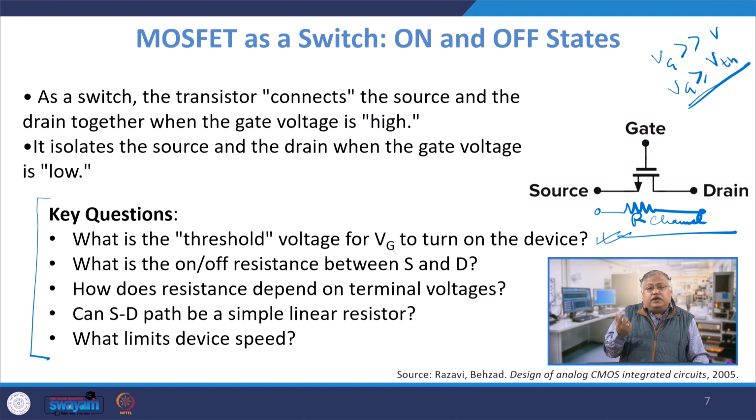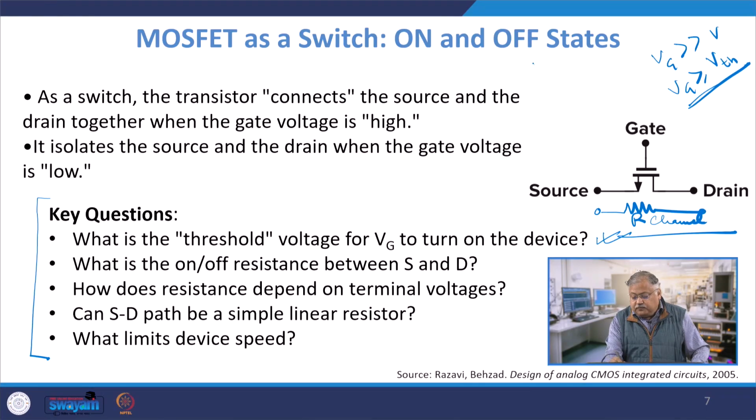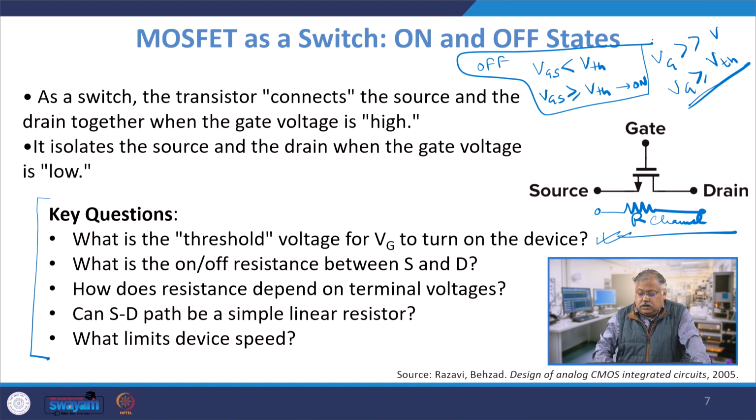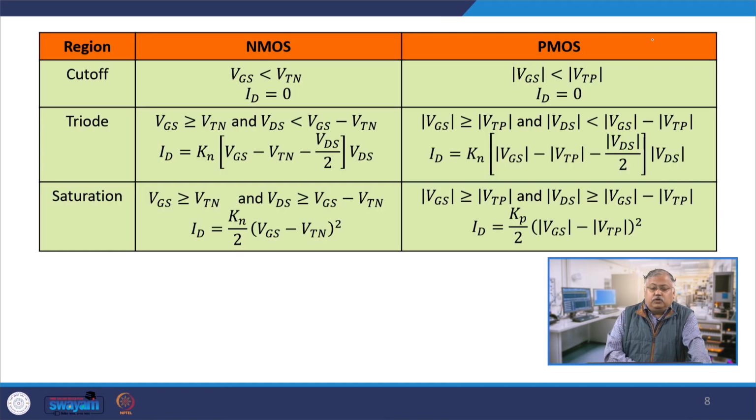So therefore I can use a MOSFET as a switch. I can switch it on by applying a gate voltage greater than the threshold voltage and a positive drain voltage, and if I want to switch it off, I need to make my gate voltage less than the threshold voltage. So VGS, and we always write gate to source, with respect to source. If it is less than the threshold voltage, it is in the off state. If VGS is greater than or equal to the threshold voltage, it is in the on state, right. So these are the two states available for the MOS device.